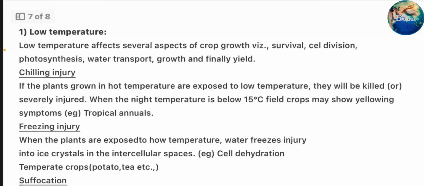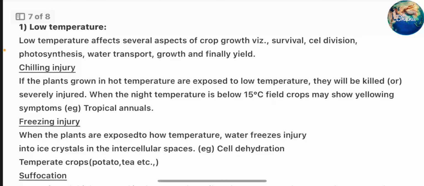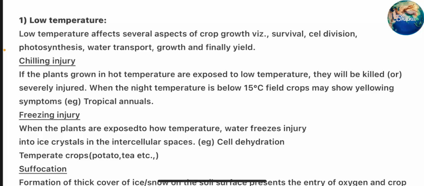Low temperature. Low temperature affects several aspects of a crop: growth, survival, cell division, photosynthesis, water transport, growth, and finally yield. Chilling injury. If the plant grows in hot temperature or is exposed to low temperature, it will be killed or severely injured. When the night temperature is below 15 degrees centigrade, field crops may show yellowing symptoms. Example, tropical annuals.